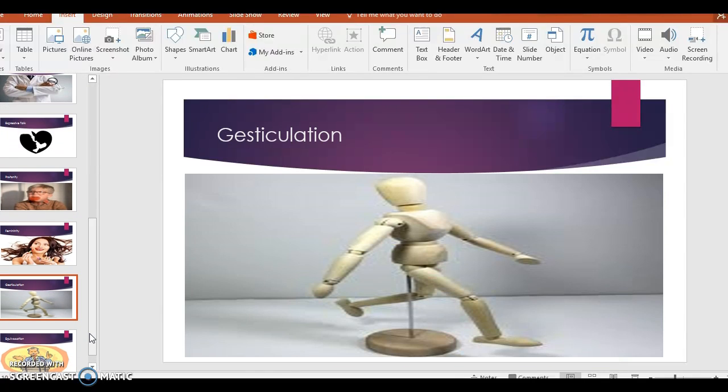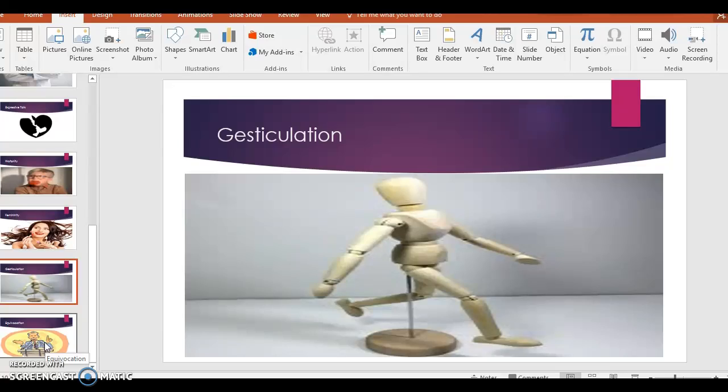Gesticulation. Gesticulation is the use of body or hands when you're trying to communicate. I do this all the time. I talk with my hands and I am very expressive with my body when I communicate with others. I use the doll because this doll is used by artists to move the hands and body so that they could progress in figure drawing.